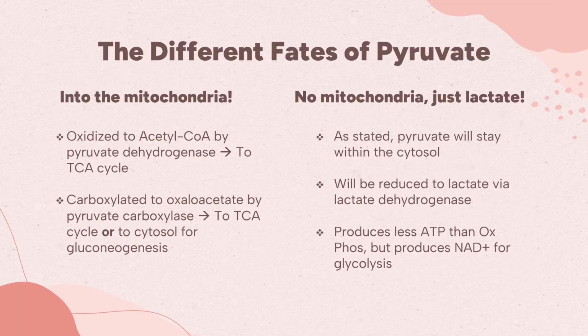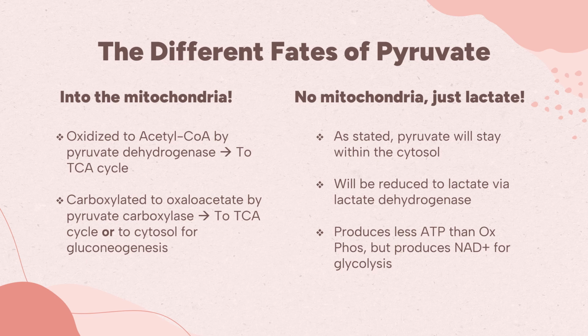As we know, there are many different fates of pyruvate. If the organism needs more energy, then it will probably enter through the mitochondria. Once this happens, it will be oxidized to acetyl-CoA by pyruvate dehydrogenase and will then enter the TCA cycle. This produces around 32 net ATP. Or it can be carboxylated to oxaloacetate by pyruvate carboxylase, and this will either enter the TCA cycle once again, or it will be taken out of the cytosol and be used for gluconeogenesis.